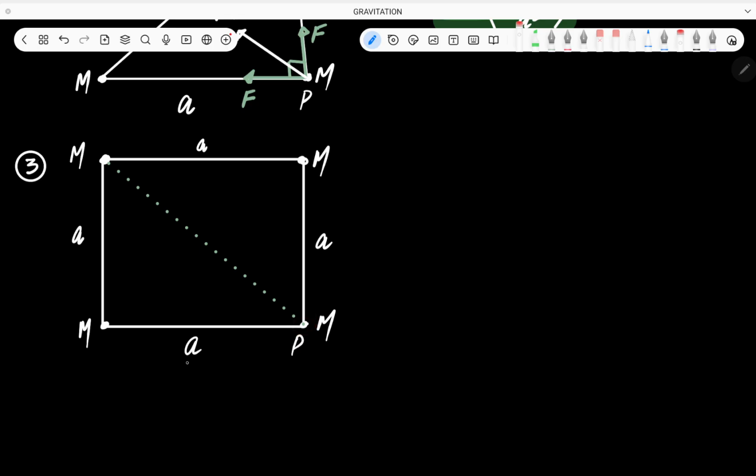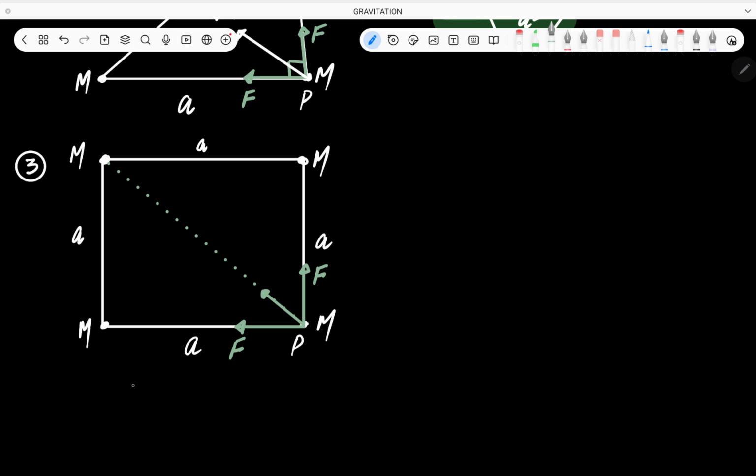There are three forces on this particle. Let me first and foremost show the direction of those forces. One force will be along this direction, isn't it? It is attractive in nature. Another force will be along this direction. Again, this is attractive in nature. And the third force is diagonally along this diagonal direction, like this.